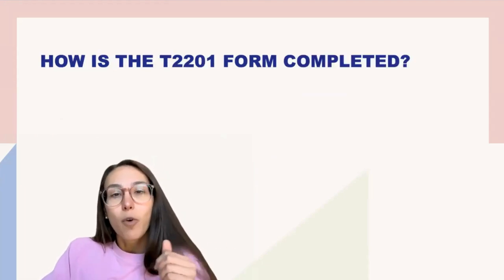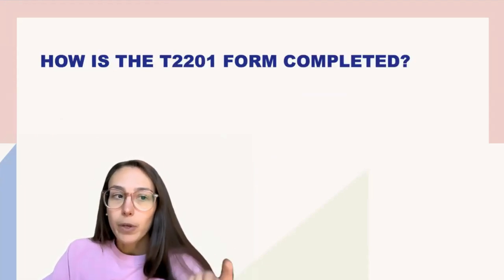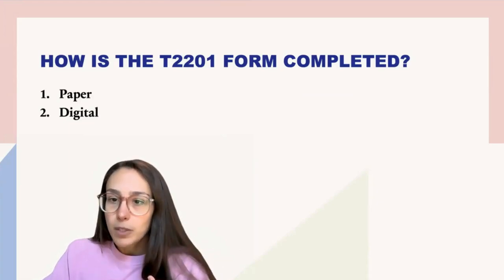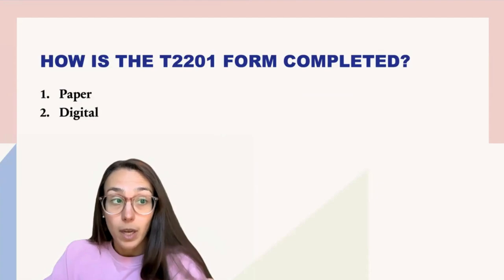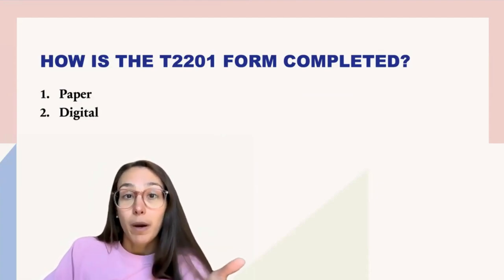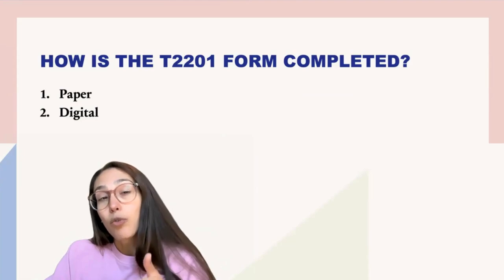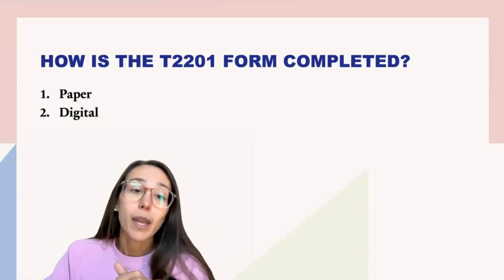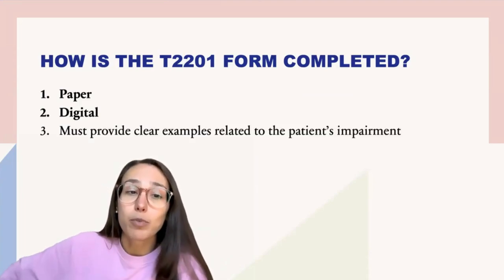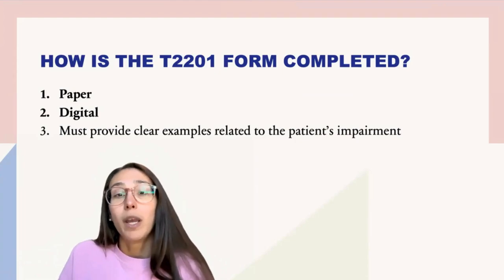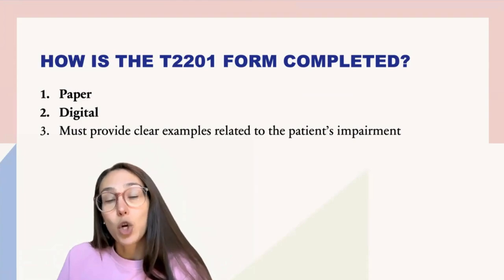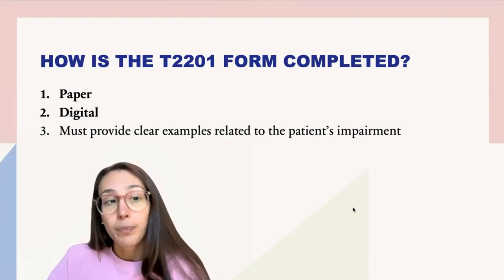So how is this form completed? Again, there's paper, there's digital. Personally, digital is awesome because it's harder to lose these forms. We don't have to fax them off to the CRA. Patient completes Part A, and then we get a code from the patient to complete Part B, which we can do online. And we must provide clear examples related to that patient's impairment. So that detail is key because it makes it easier for the CRA to determine whether they're eligible or not.